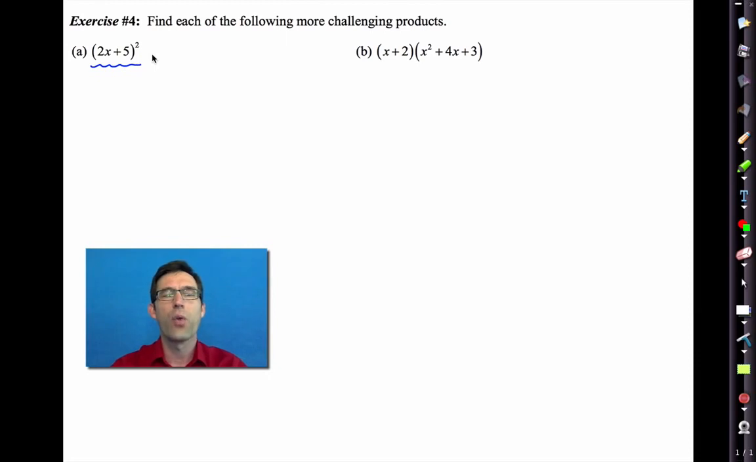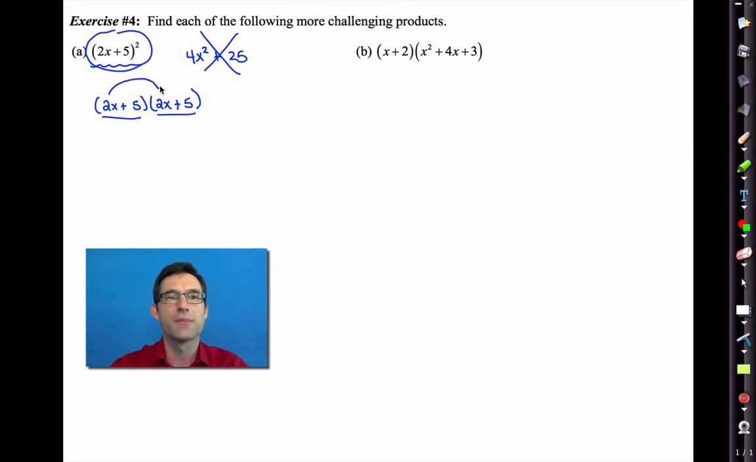2x plus 5 quantity squared. A lot of students get this incorrect because what they do is they say, well, I'll just square 2x, which would be 4x squared, and I'll square 5, which will be 25, and that's my answer. But that's not correct. In fact, anytime you see something like this, what I would suggest always doing is immediately writing it as it is, right? 2x plus 5 squared is 2x plus 5 times 2x plus 5. And now I just have to make sure that everything in here multiplies everything in here.